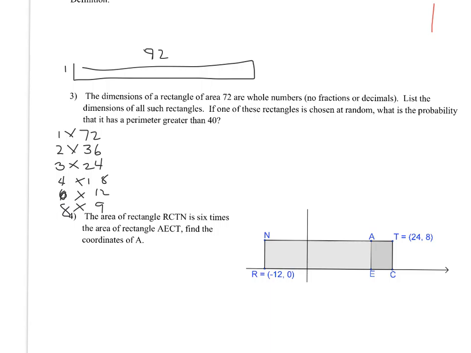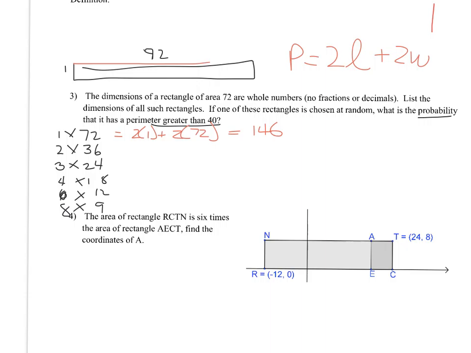So it wants to know if one of these rectangles is chosen at random, what is the probability that it has a perimeter greater than 40? So we need to figure out the perimeter, which we'll do with the equation 2L plus 2W. So in the first example, I've got 2 times 1 plus 2 times 72. That's going to end up with 144 plus 2, or 146 as the perimeter. So you see there's going to be a huge difference in these perimeters. And it will follow a pattern.